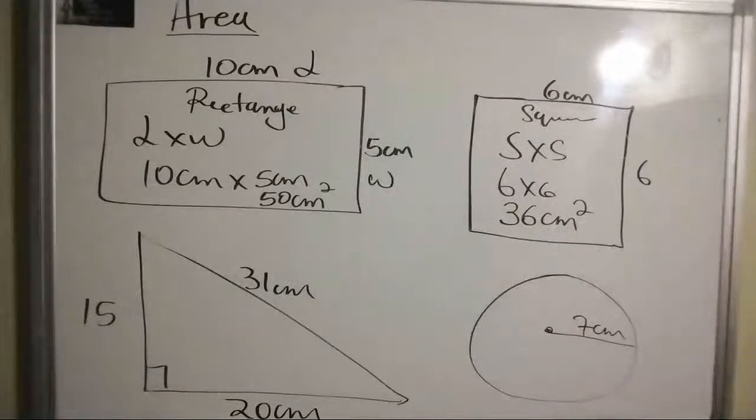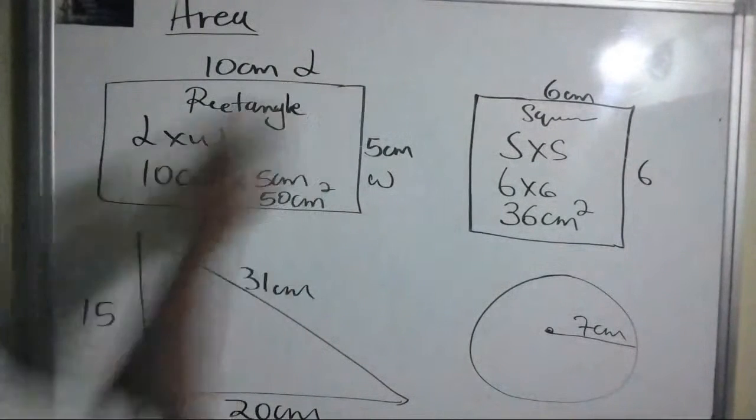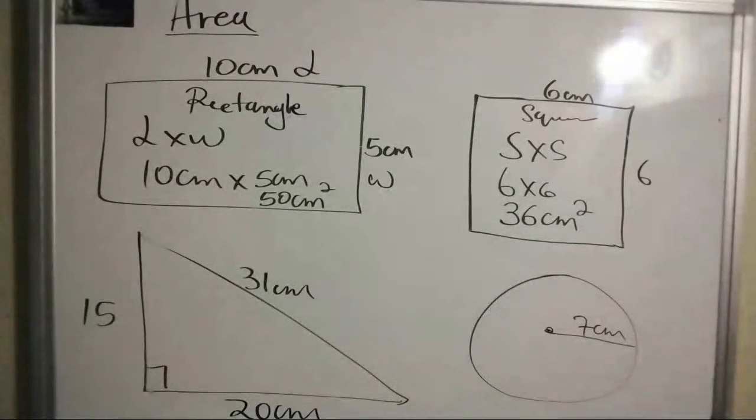Alright. So area of rectangle is length times width. The square is side times side, so it's 6 times 6. And we're going to look at the circle. You guys try the triangle in the meantime: 20, 15, and 31, alright? And then we're going to look at the circle now.